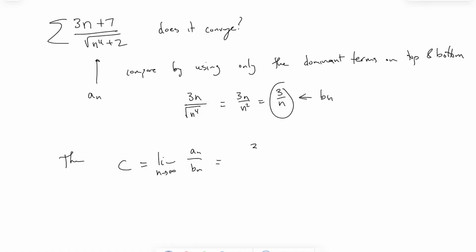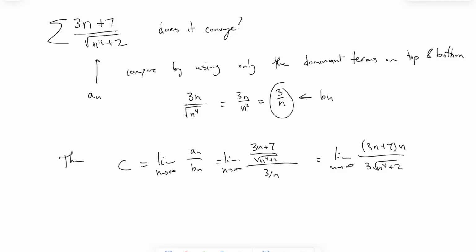So up top is 3n plus 7, still inside of a limit, 3n plus 7 over the square root of n to the 4 plus 2, and then dividing that by 3 over n. All right? And you have to work out the fractions on fractions, but I believe this is the same as if I just throw the n all the way up to the top and put the 3 on the bottom, like so. I think I did that okay. And then we've got to take the limit.